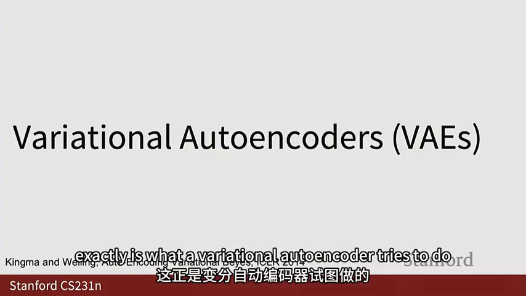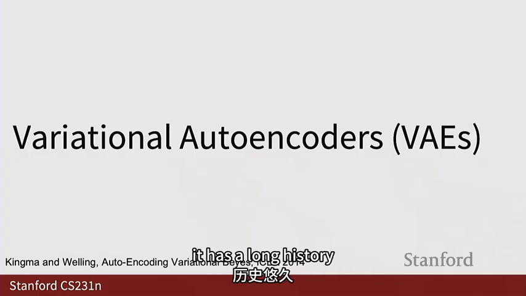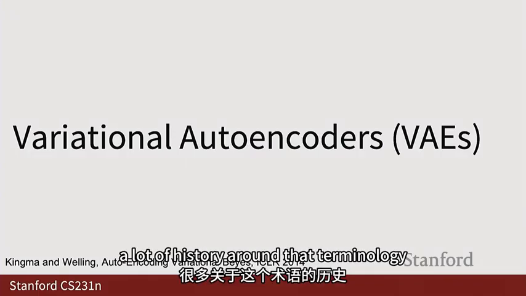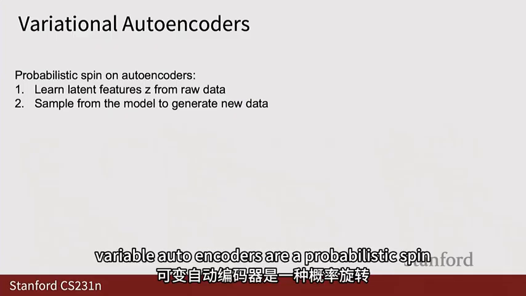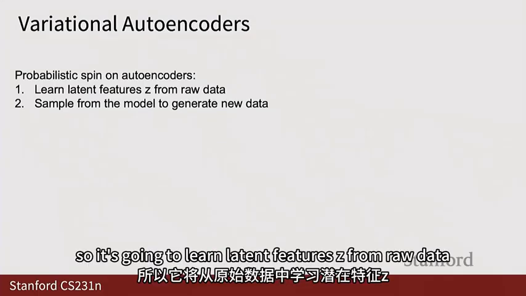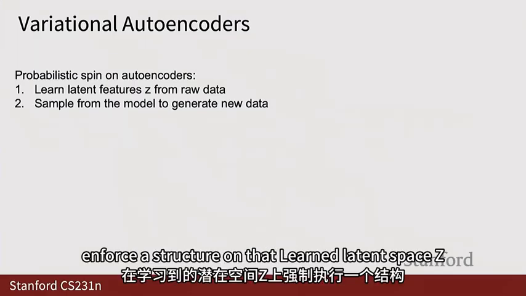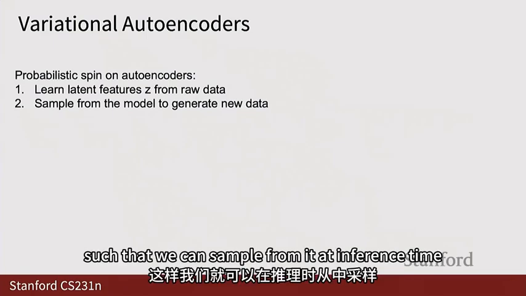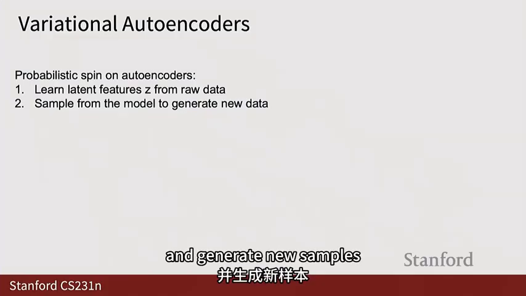So forcing these autoencoders to be probabilistic and to enforce a probabilistic structure on that latent space is exactly what a variational autoencoder tries to do. Why variational? It's a long story. It has a long history, a lot of history around that terminology in the literature. But basically variational autoencoders are a probabilistic spin on our traditional autoencoder. So it's going to learn latent features Z from raw data, and then we'll be able to enforce a structure on that learned latent space Z such that we can sample from it at inference time after the model is trained and generate new samples.